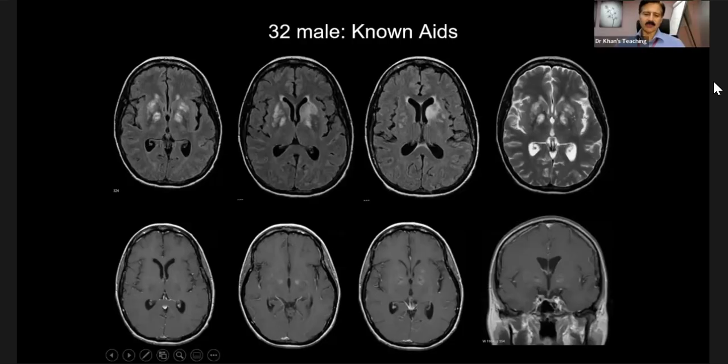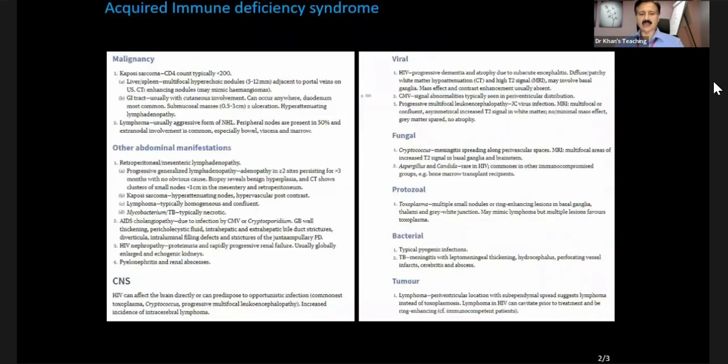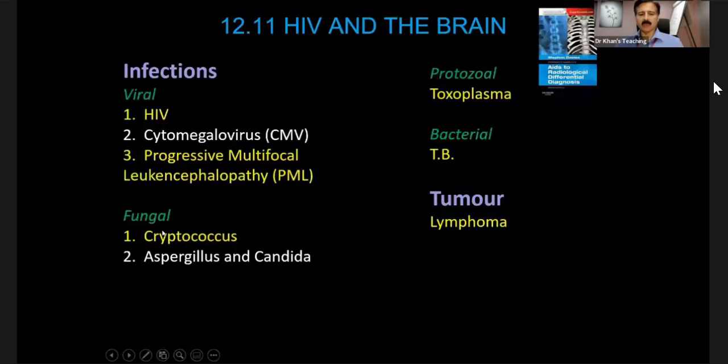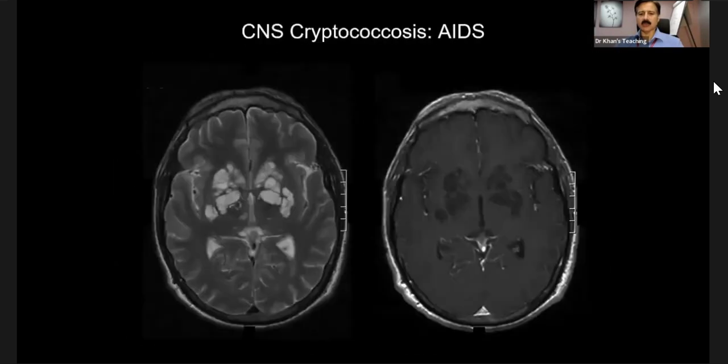Okay, let me take over. This is a classical case of cryptococcus. Please remember, cryptococcus is one of the fungal infections which can occur with AIDS. You see this thing? Fungal cryptococcus. Cryptococcus becomes an exam case. Why? Because of radiology. It has got unique radiology.